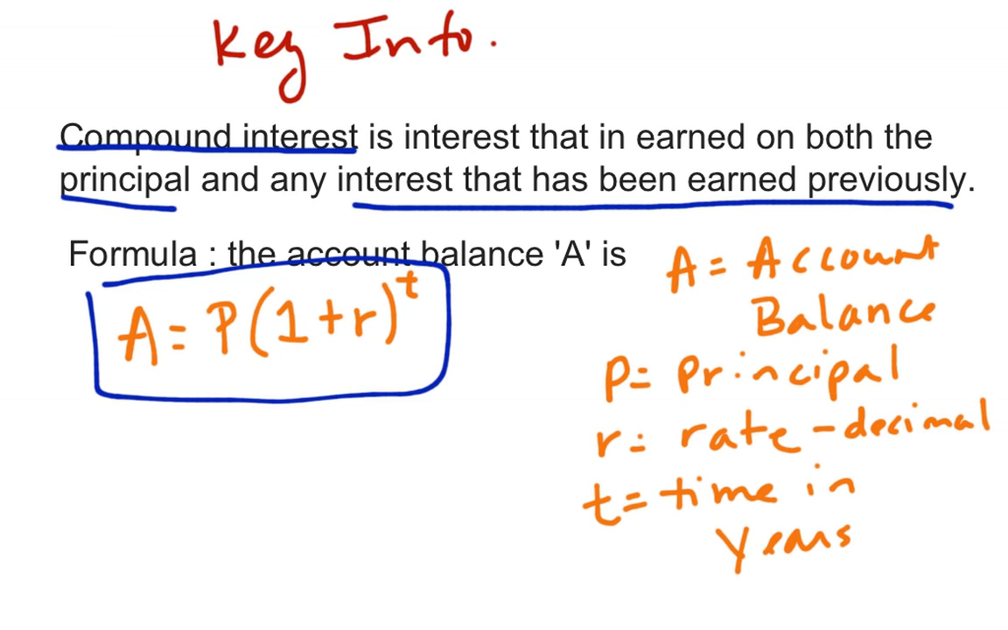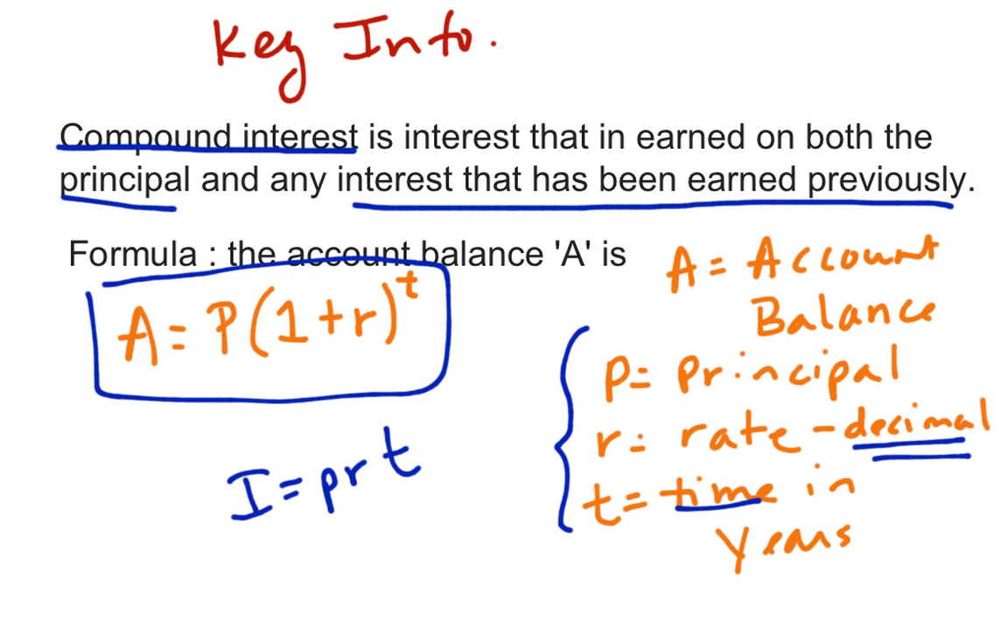That T is an exponent. Time becomes an exponent. The PRT, in our simple interest, we had I equals PRT. The PRT are the same. Principal is P, rate is R, which needs to be in decimal form, and T is time in years. And A is account balance. Okay, so now you have all your key information. Let's look at an example problem.